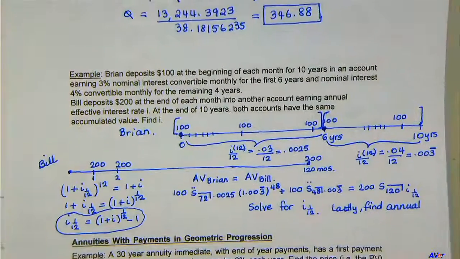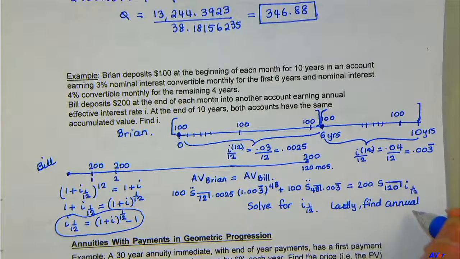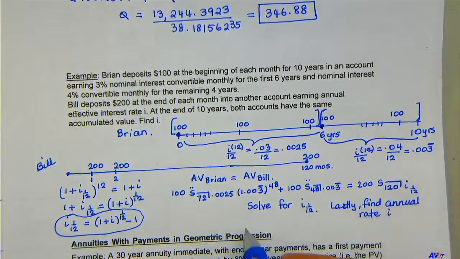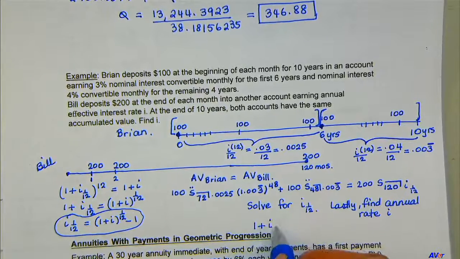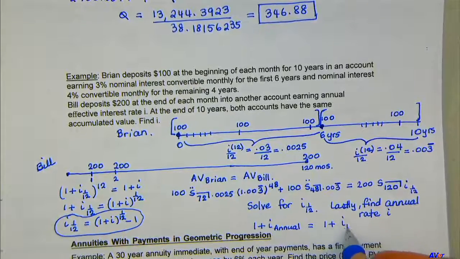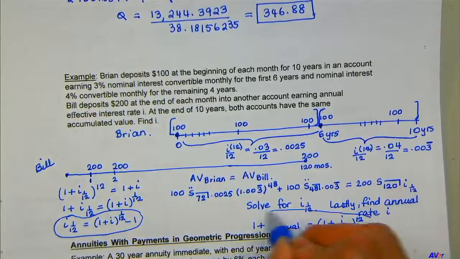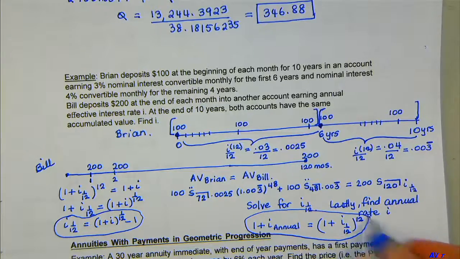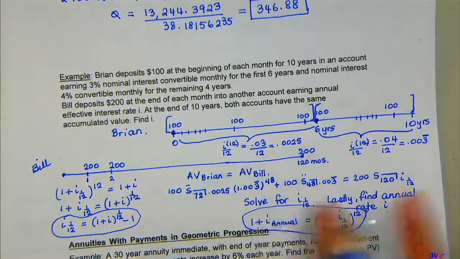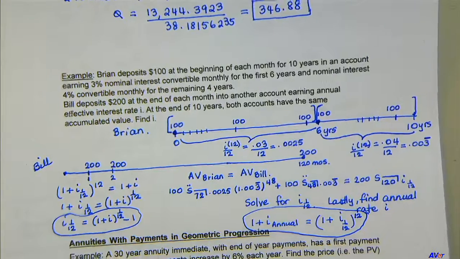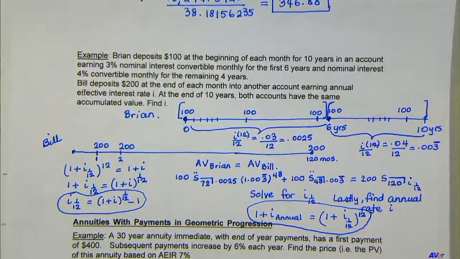Okay, so solve for i 1/12, and lastly, find the annual rate i. How would you find the annual rate i? You would do this: 1 plus i annual equals (1 plus i 1/12) to the 12th power. So the whole idea here is I need you to be able to translate to this thing right here. After that, it's easy. Let's do the next one.